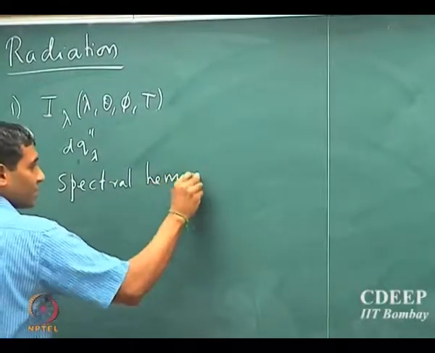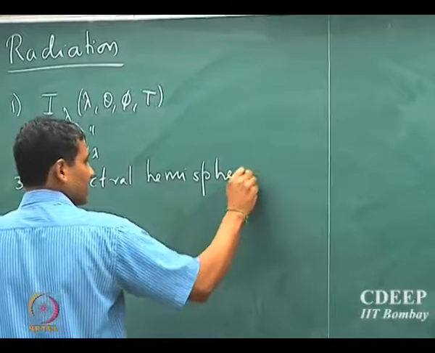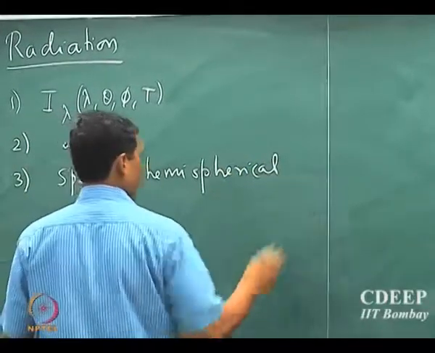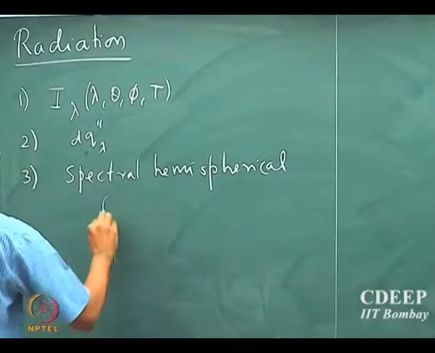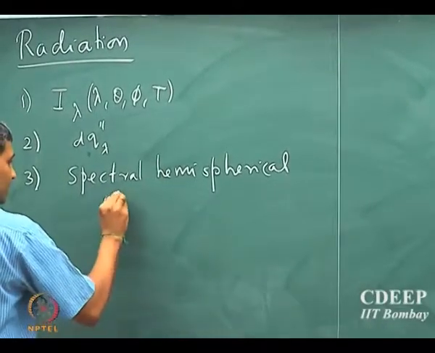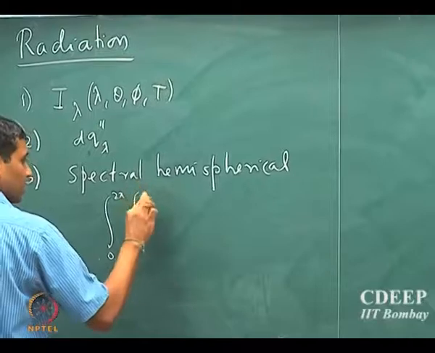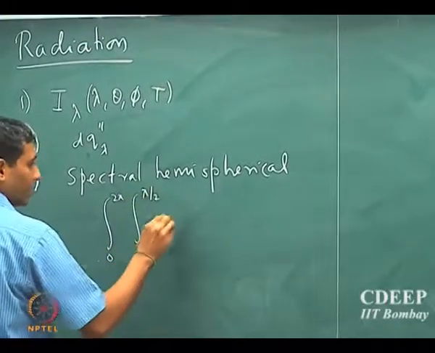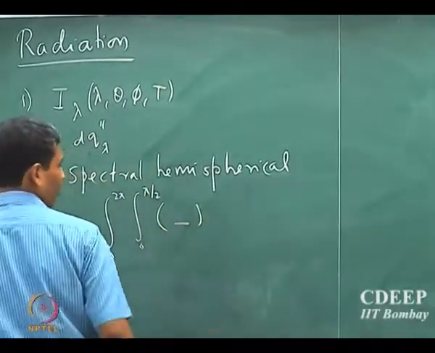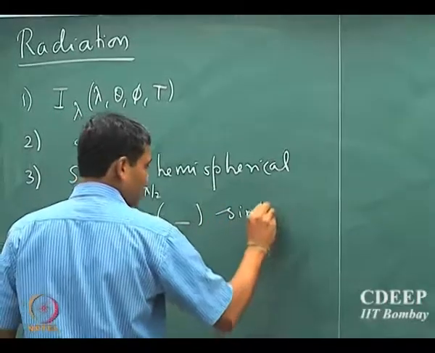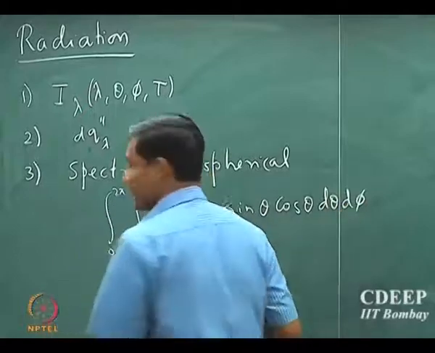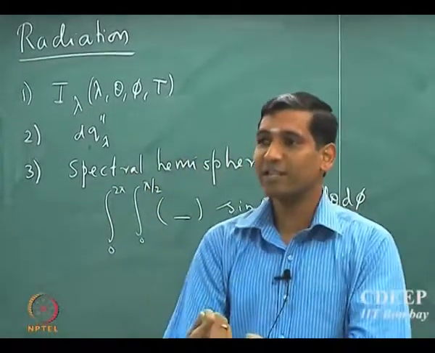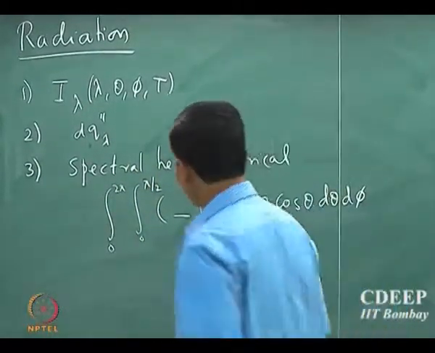Okay, and then we defined all these huge integrals, spectral, hemispherical, etc., hemispherical quantities, and that's the integral from 0 to pi by 2 of whatever that intensity quantity is, multiplied by sin theta cos theta d theta d phi, where theta and phi are the angles in the 3-dimensional coordinate system.